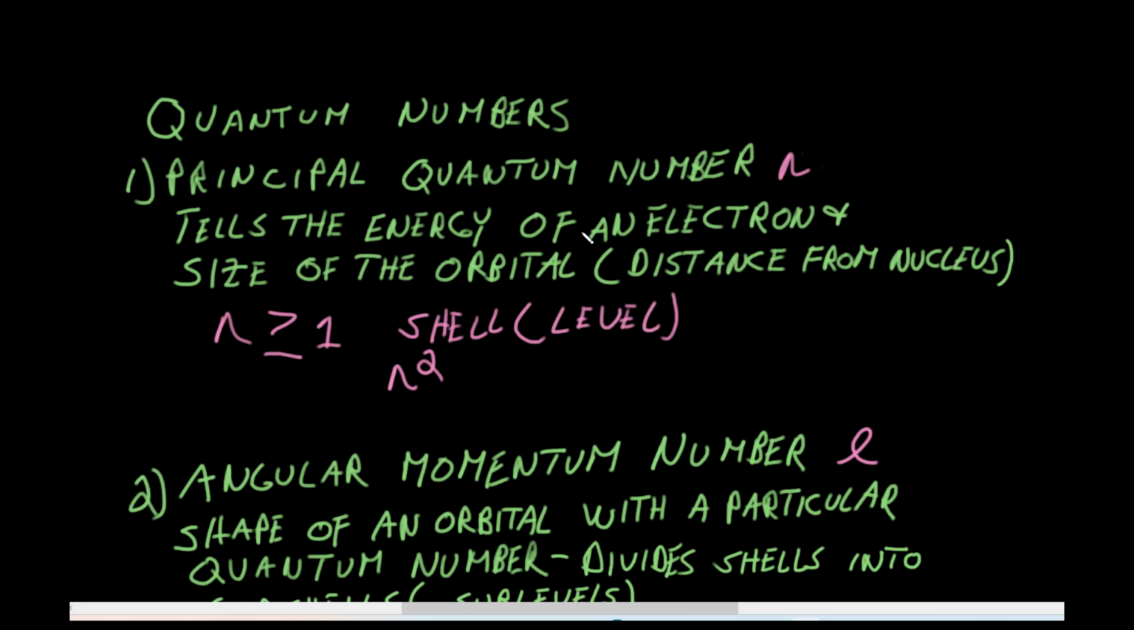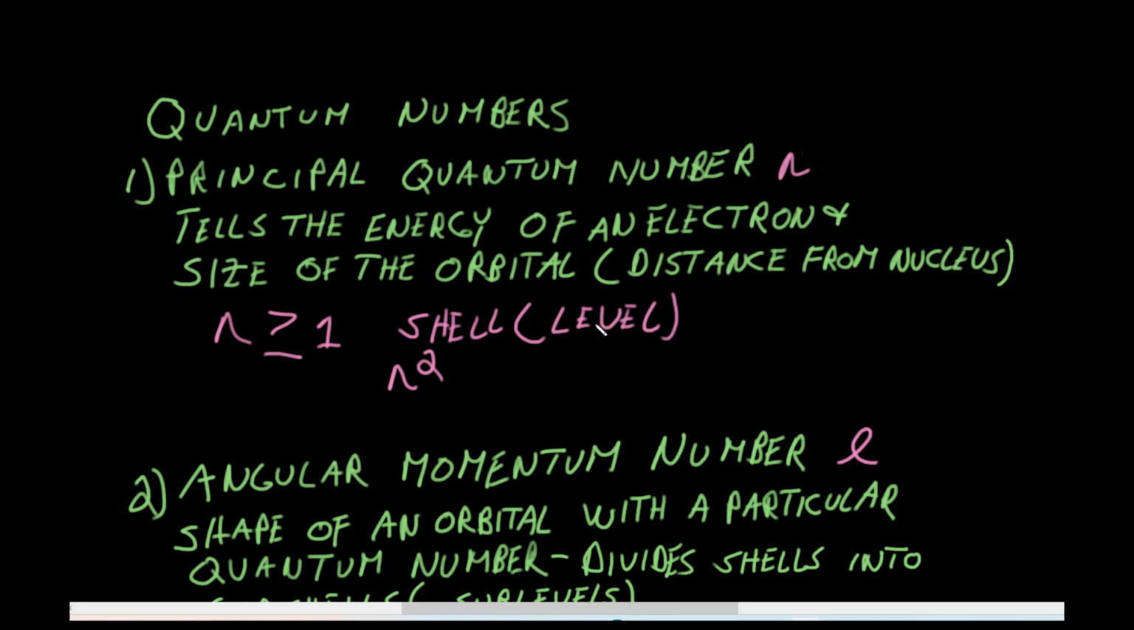The principal quantum number, or a lowercase n, tells the energy of an electron and size of the orbital, or distance from the nucleus. This is really the shell or the level. So n is always going to be something greater than or equal to 1. And that again describes the shell or the energy level. Again, the higher the value, the farther away from the nucleus.